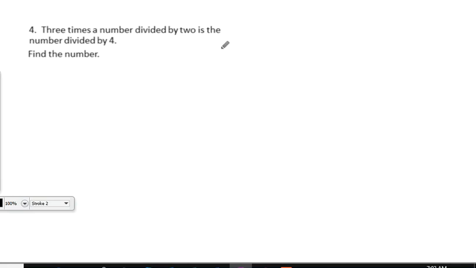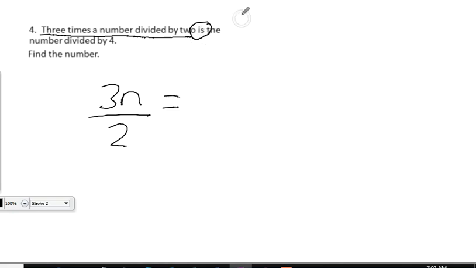3 times the number divided by 2 is the number divided by 4. So let's do this one step at a time. 3 times the number divided by 2. Okay, so is, there's our equal sign, so is the number divided by 4. The number divided by 4.